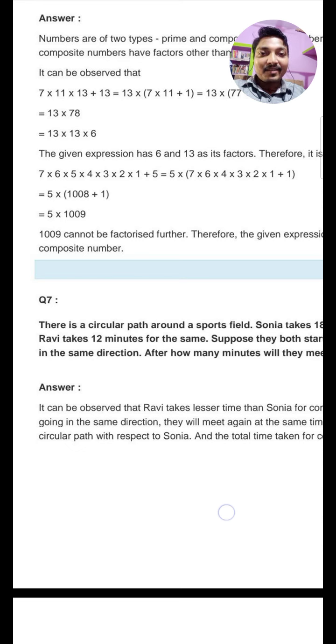As we are getting the expression as a product of prime factors, 100% the number that the expression gives will be a composite number.